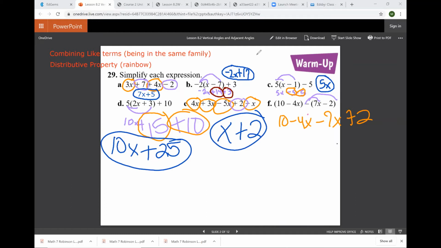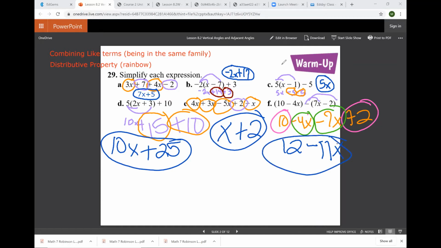Like terms, I have the 10 in here, I have a 2 here. I have a negative 4x and a negative 7x. 10 plus 2 is 12. Negative 4x and a negative 7x, I put them together. Our answer stays negative because we're adding and subtracting. So my answer stays negative. And 4 and 7 is 11x. All right. Stop my timer.